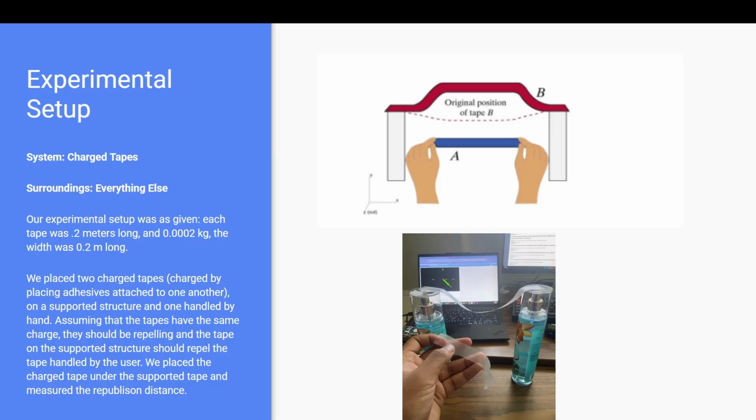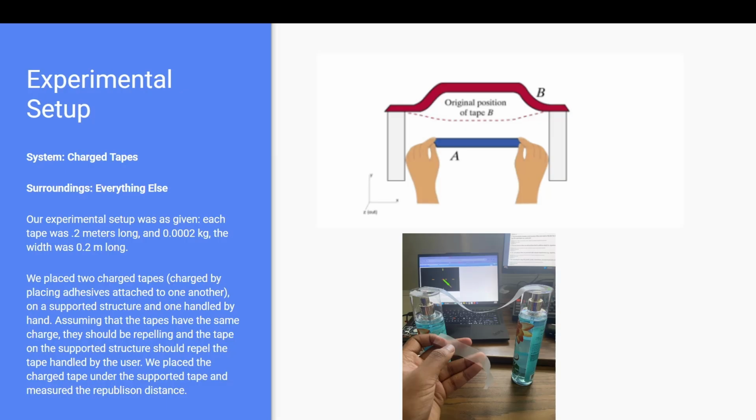We had a charge tape on both sides. We had one supported by structures and one handled by the user. And then our experimental setup was as given. We had our tape that was 0.2 meters long and 0.0222 kilograms, and our width was 0.2 meters long. So we placed two charge tapes, 0.002 meters long.